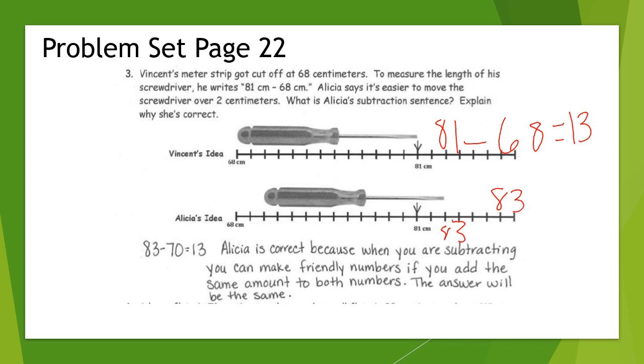So 83 minus her endpoint here is 68, 69, 70 is 70. So she thinks that she's using friendlier numbers. This was very hard. 83 minus 70 also equals 13. So that is her number sentence. 83 minus 70 equals 13.